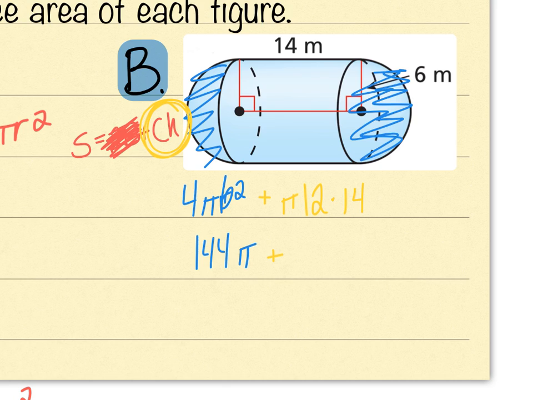And then 12 times 14 is 168 pi, and then add that to the 144 to get 312 pi, and then now I can multiply by pi at the end. So times by 3.14 to get 979.68 meters squared.